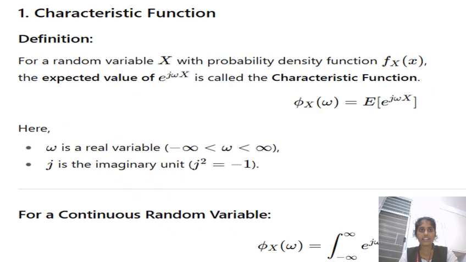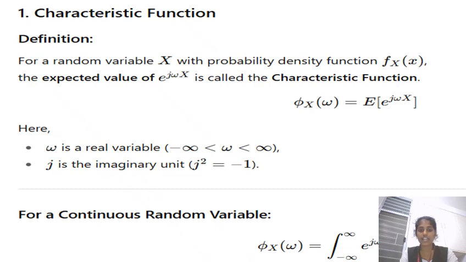Characteristic function. Definition: for a random variable x with probability density function fx of x, the expected value of e power j omega x is called the characteristic function. Phi x of omega equals E of e power j omega x. Here, omega is a real variable in the range minus infinity less than omega less than infinity, and j is the imaginary unit, j square equals minus 1.